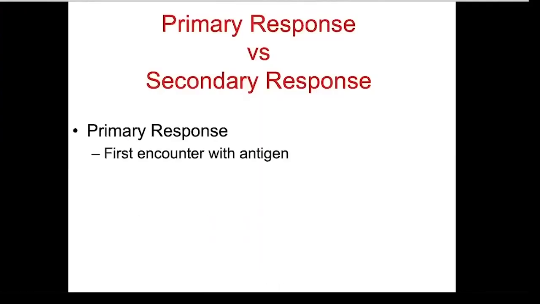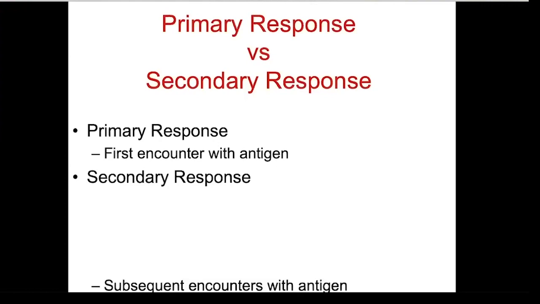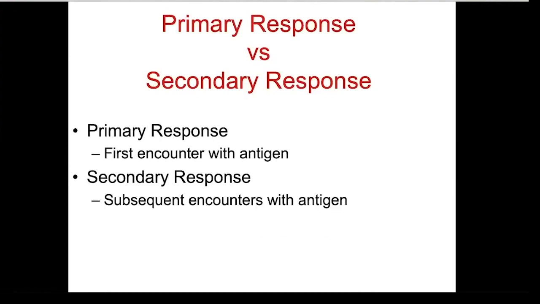As I mentioned before, the primary response is the first encounter that the B cell or lymphocyte in general has with its specific antigen. Secondary responses involve subsequent encounters with the antigen. So these are any encounters that follow the primary encounter, the first encounter. You will be utilizing the memory cells that were produced during the primary response.